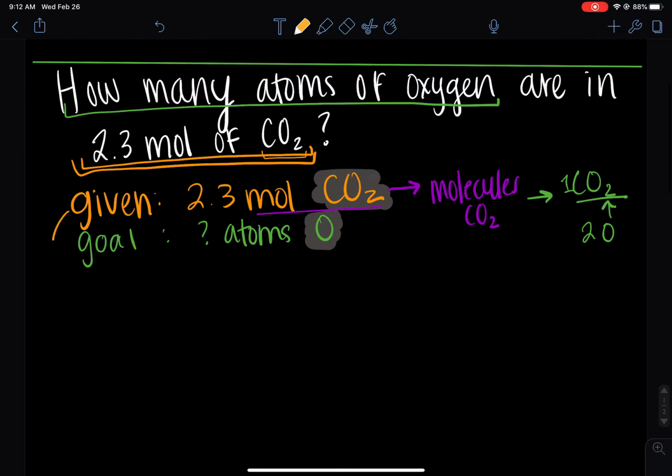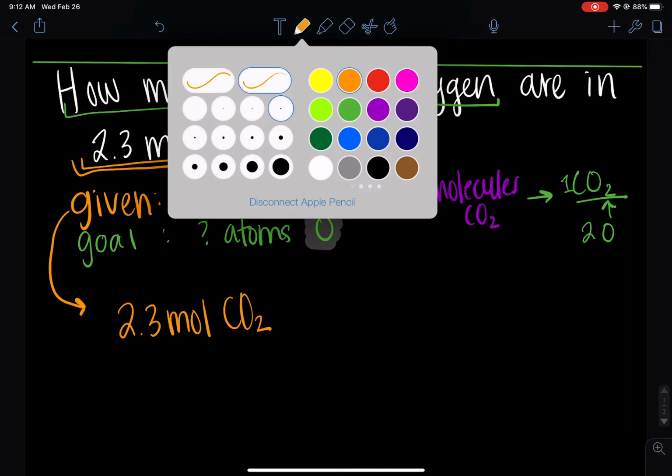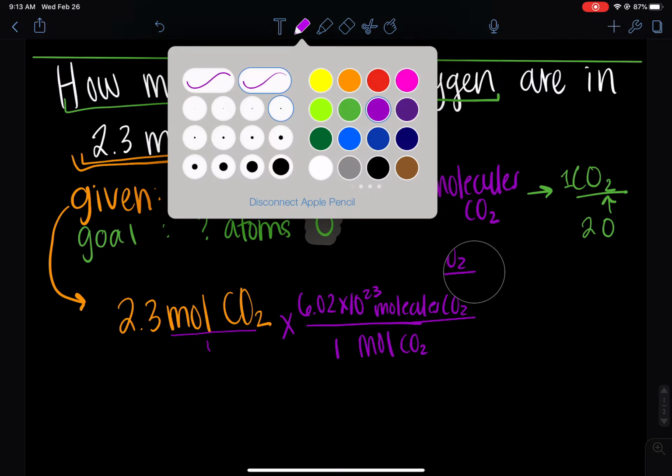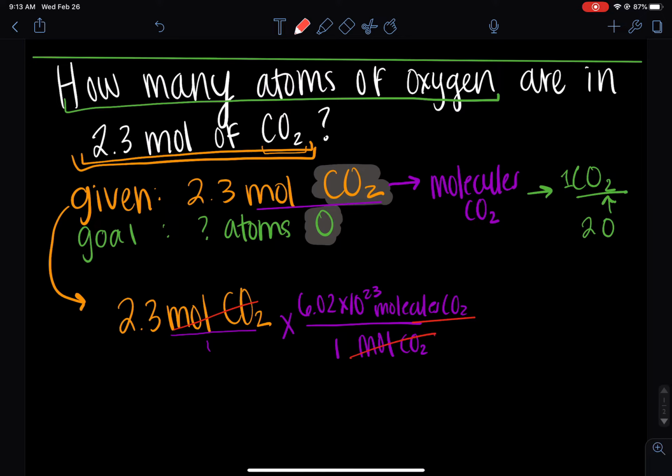So every time we start with what we're given, we're going to start with 2.3 moles of carbon dioxide. Okay, and we're always going to use some type of conversion factor, so we're going to multiply it by a conversion factor to get away from the moles. So if moles is on top of this imaginary 1, then I need moles to go on the bottom of the next fraction. So it's going to be moles of CO2. So I know that 1 mole of CO2 is equal to 6.02 times 10 to the 23rd molecules of CO2, or pieces of CO2. Okay, so that got rid of the mole of CO2 right here, but it did not get me to my goal.